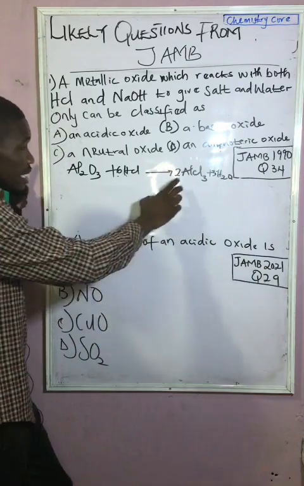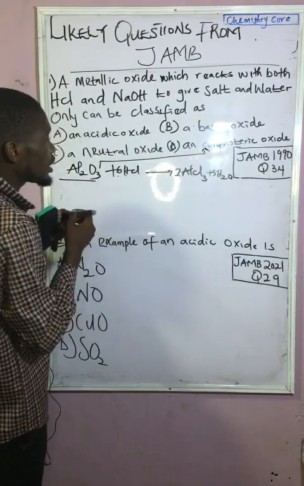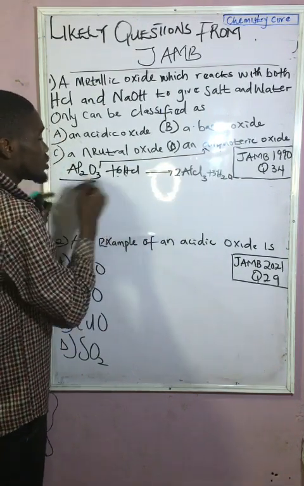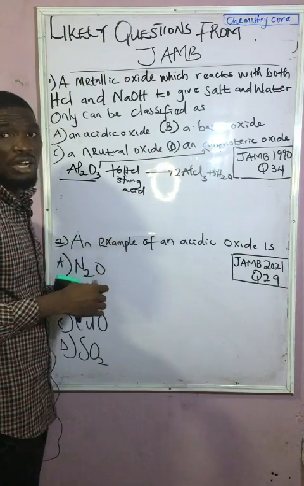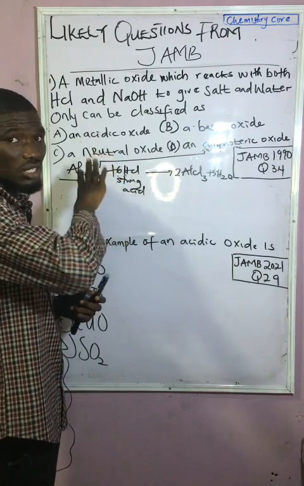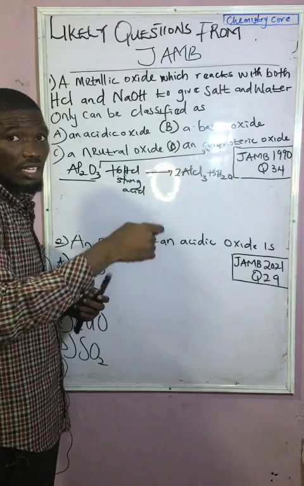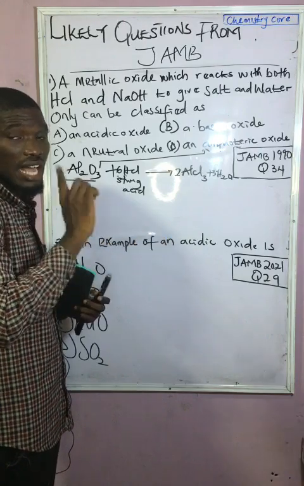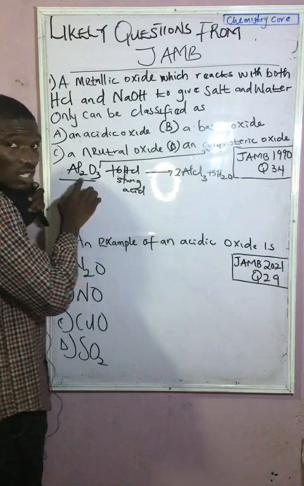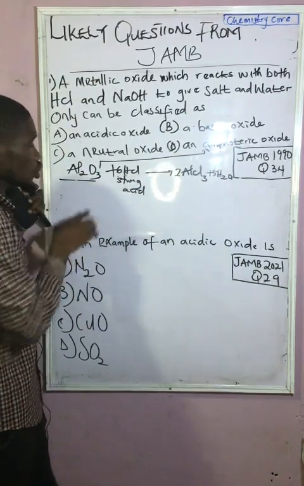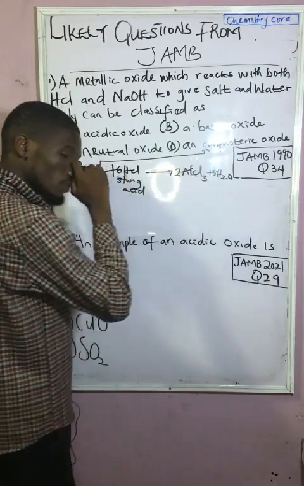So guys, when you look at this now, this is an example of what? Amphoteric oxide. And this is a what? A strong acid. So to all Jambites out there, pay maximum attention to this, and also watch the video I dropped yesterday on how to identify the basic oxide, amphoteric oxide, as well as neutral oxide. So this is a strong acid, and this is an example of amphoteric oxide. When these two react together, they will yield what? Salt and water only.